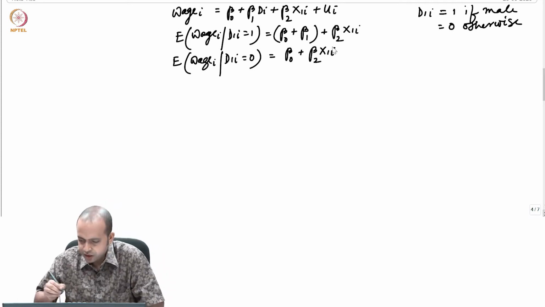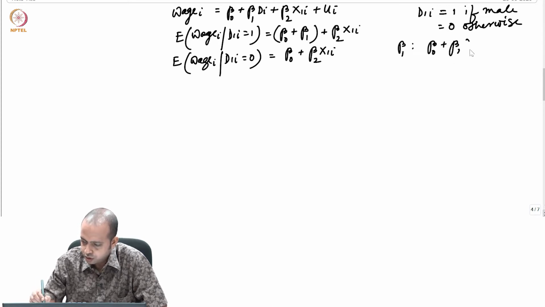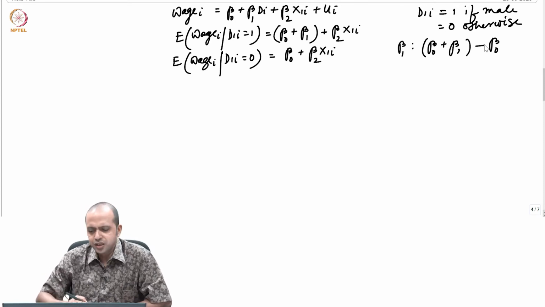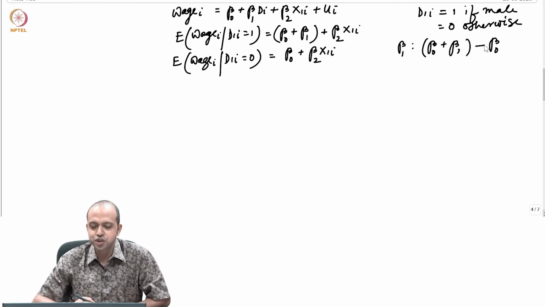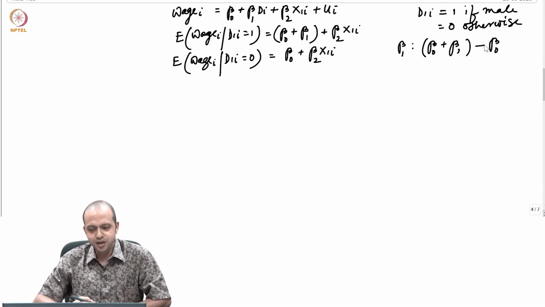Okay. And we said that beta 1 is the interpretation derived as beta 0 plus beta 1 minus beta 0. So, that means the differential intercept. Now, if I ask you for a unit change in education, on an average, what would be the change in male's wage? That is beta 2. Similarly, if I ask for a unit change in education, on an average, what would be the change in female's wage? That is beta 2.